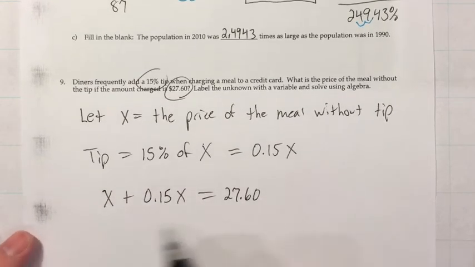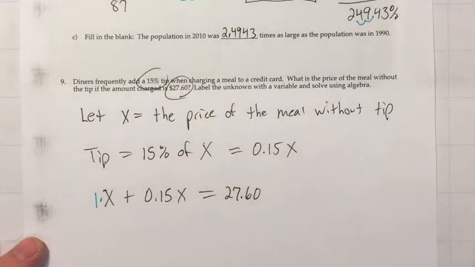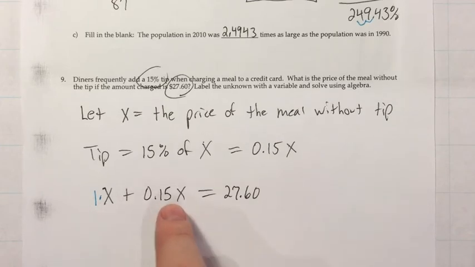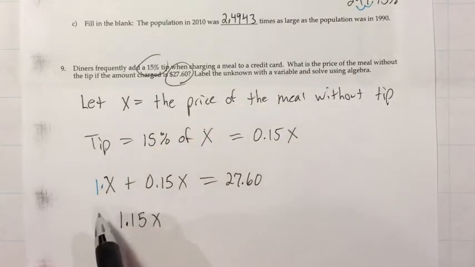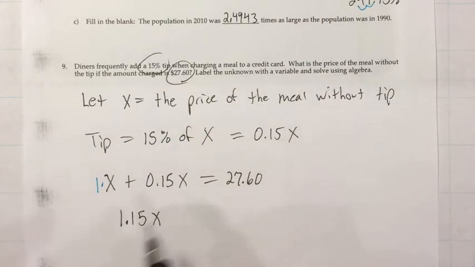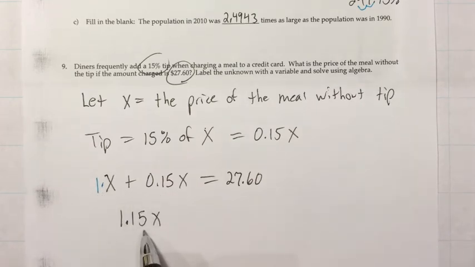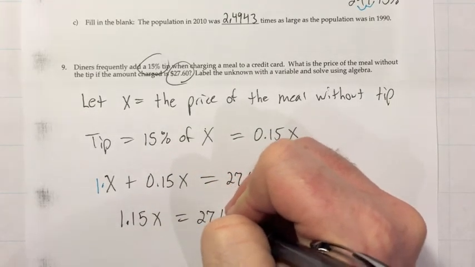And then from there, we just want to do straightforward algebra to solve. There's one little bit tricky piece, which is if there's no coefficient in front of the x, then that's a 1. So when you combine like terms, you add coefficients. So you have 1 plus 0.15. So that will be 1.15. Like if this said 8x and 3x, we'd say 11x, right? We would add those coefficients. So 1 plus 0.15 is 1.15. That's combining the terms. That's equal to the 27.60.